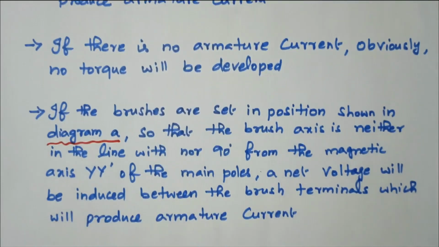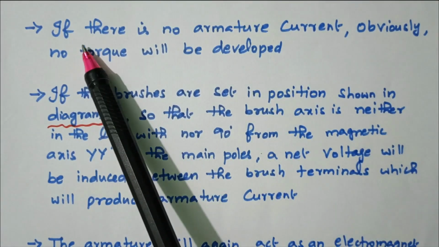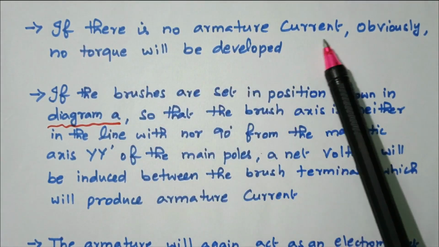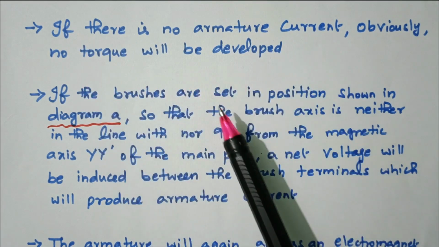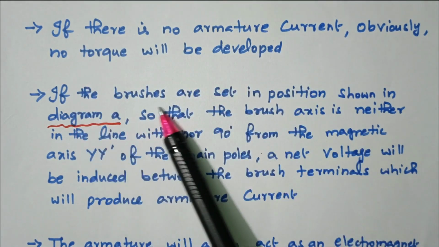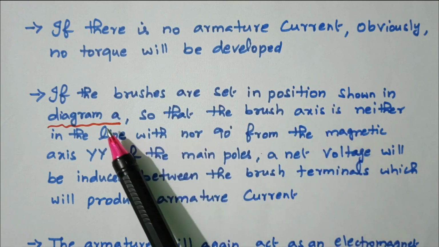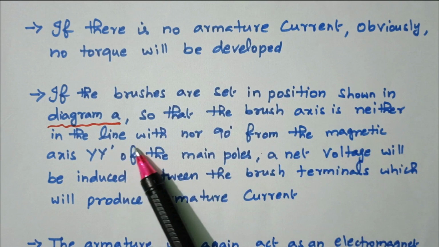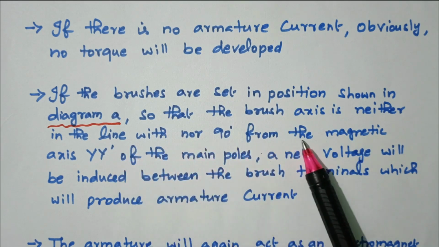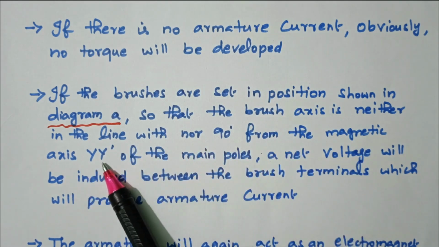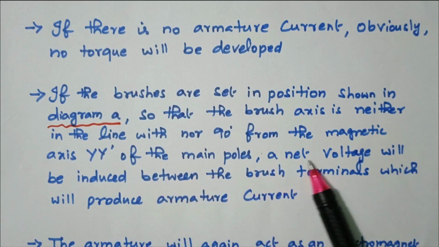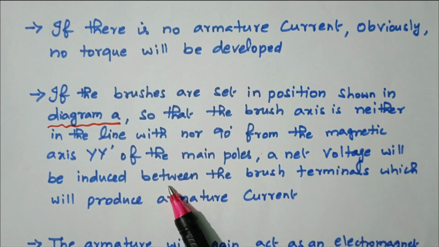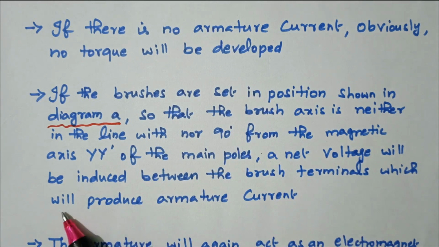I will see the remaining. If there is no armature current, obviously no torque will be developed. If the brushes are set in the position as shown in the diagram A, so that the brush axis is neither in line nor 90 degrees from the magnetic axis YY of the main pole, a net voltage will be induced between the brush terminals, which will produce the armature current, right?